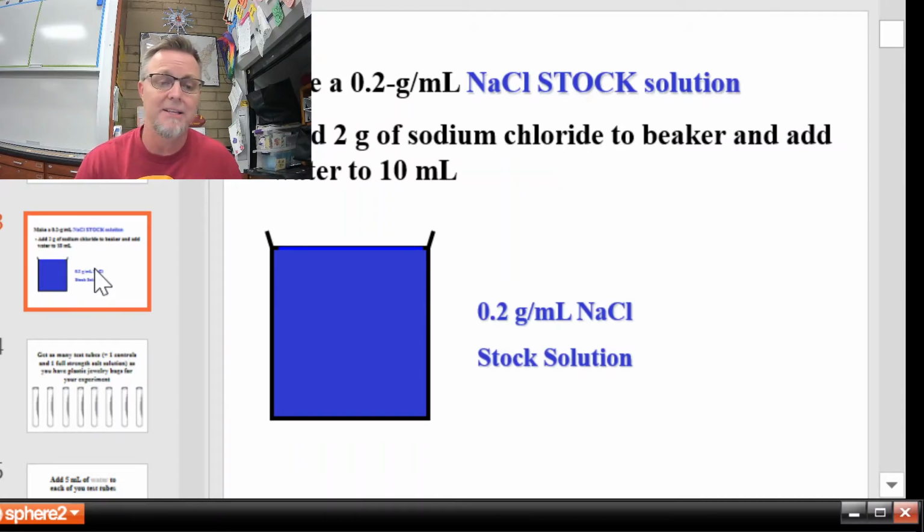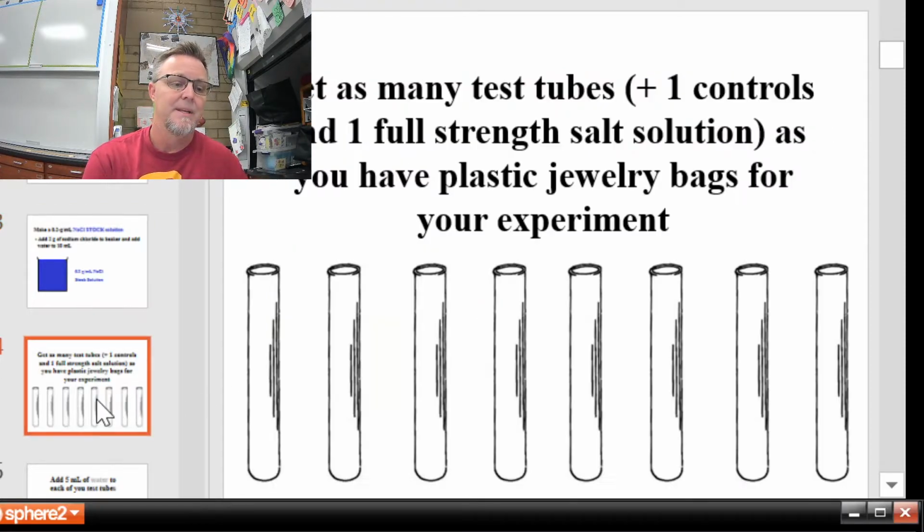Once you've done that, you've got a stock solution of 0.2 gram per mil table salt. There you go. Now, next step, we're going to get a whole mess of test tubes so we can do our serial dilution. You want to get as many test tubes as you need to match your jewelry bags that you're going to set up.